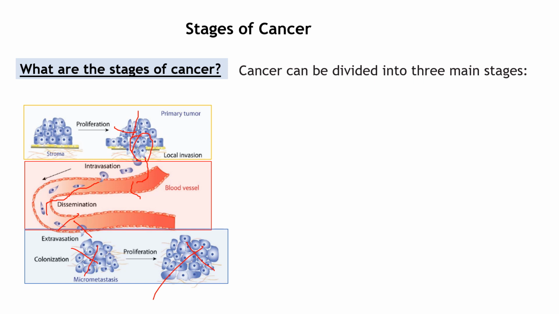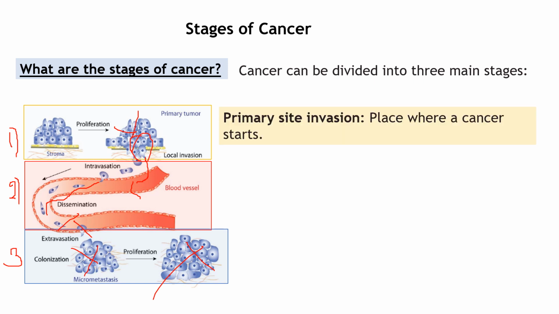So I told you, from a very general perspective, there are 3 stages of cancer: 1, 2, and 3. Here you have a primary tumor, then it goes to the blood, and then it recolonizes and forms a secondary tumor. This is what we call metastasis, when cancer spreads to different parts of the body.